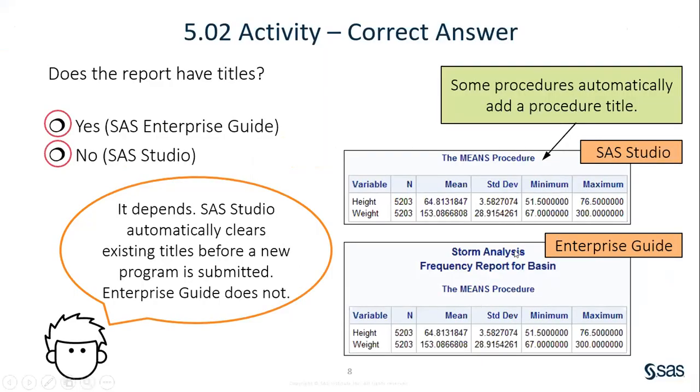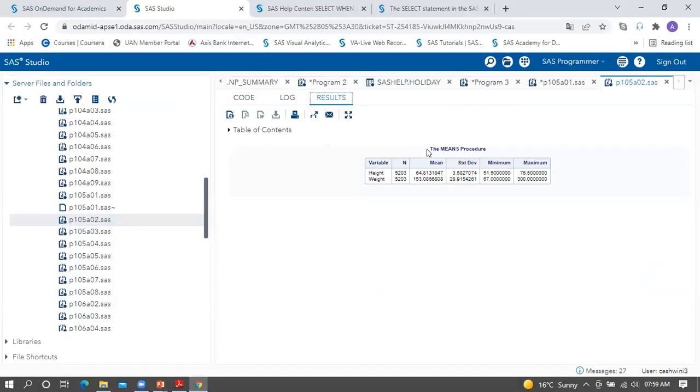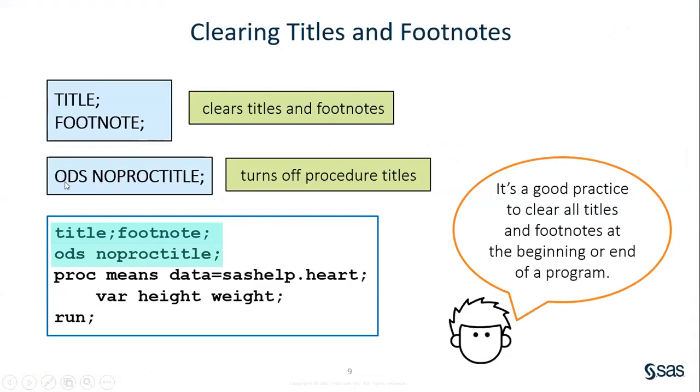So this was the result with Enterprise Guide. So how to clear your titles and footnotes? You write titles and footnotes with null numbers or nullified statements, or without any expressions or text. It clears titles and footnotes. Now currently, see, this report is coming with the default title of that procedure. If you do not want this title of your procedure in your program, as they have specified here, you write ODS NOPROCTITLE.